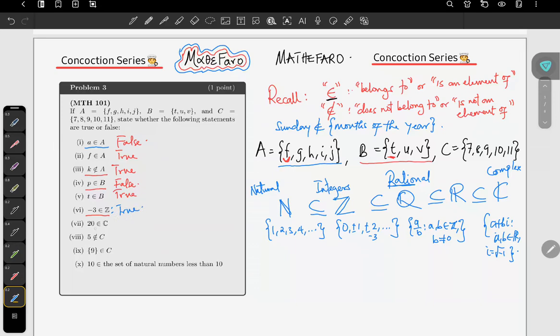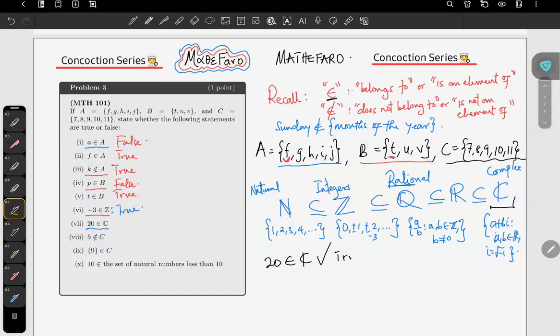The next one, 20 is an element of. When you look carefully, you see that this C is the boldface C, and not the ordinary C for which the sets were given or described. So this is a little trick that people might fall victim of. So 20 is an element of the complex numbers. That is true. But 20 is not... So it is true that 20 is an element of this.